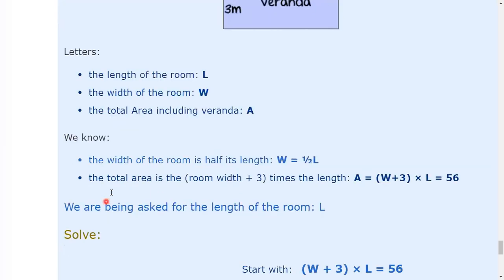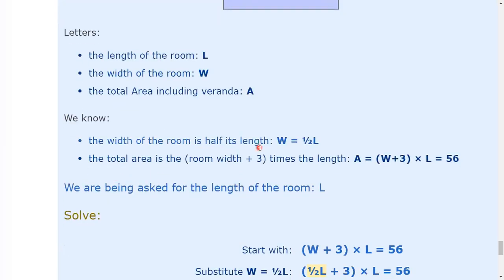So we know that the width of the room is half its length. That is given in the problem. So if we take W, the width will be half of its length. The total area is the room's width plus 3, since we are adding 3 to that, times the length. That is A, the total area, including the veranda.